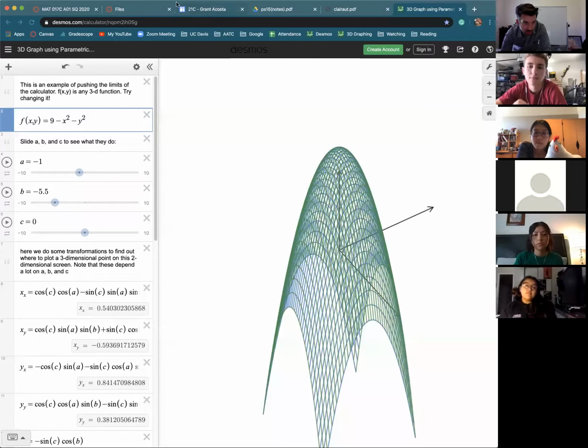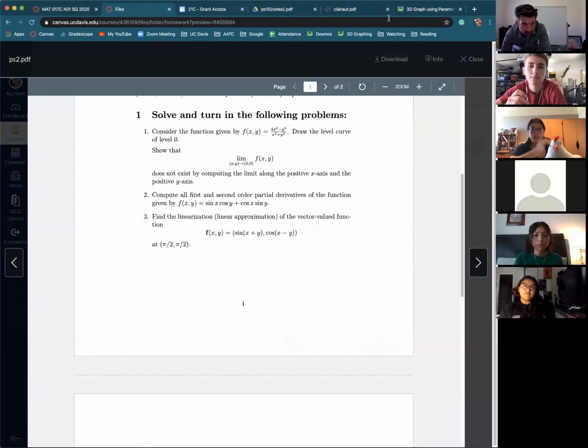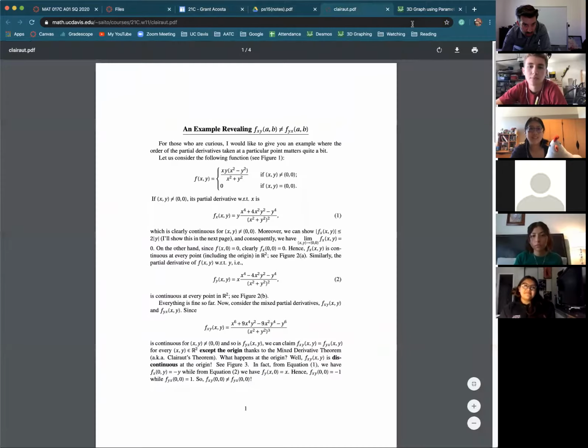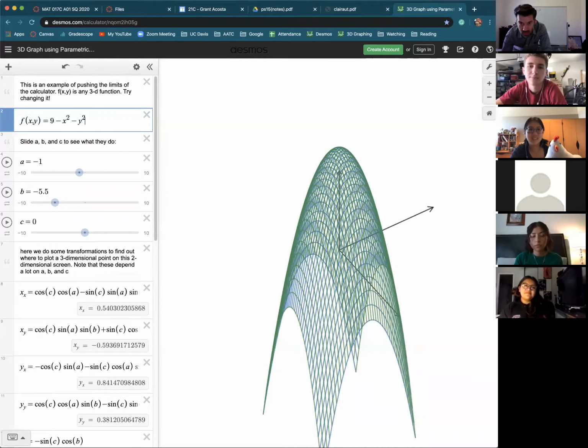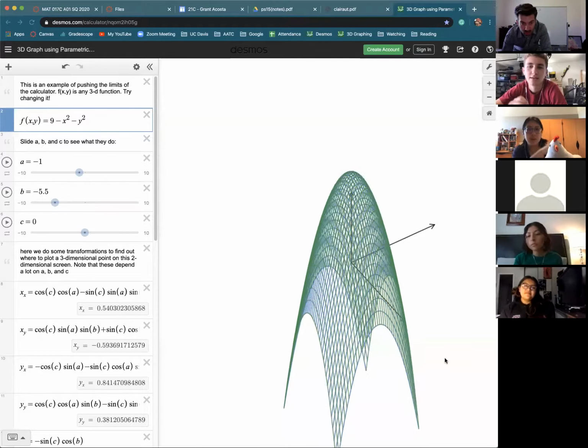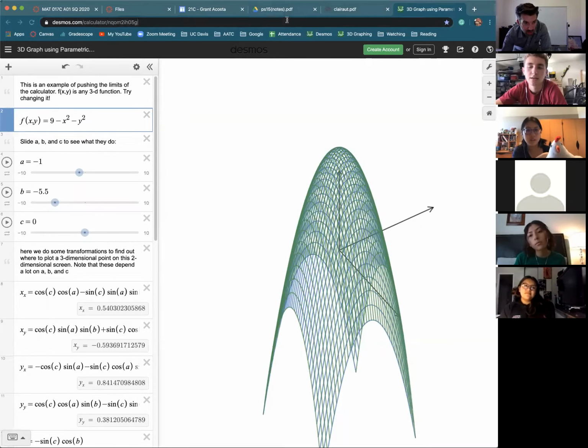So I guess I'm just sharing this now. Whoops, not that. I blew it already. Things are in the way, sorry. Will you post the link of this Desmos on Canvas later? I think it's already on Canvas. Okay. But it's just the same one I used before. It's the 3D one there.